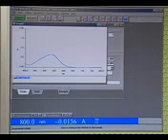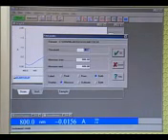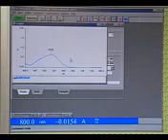Once the data acquisition is finished, add labels using the program, marking the height of the peak and what the substance is.